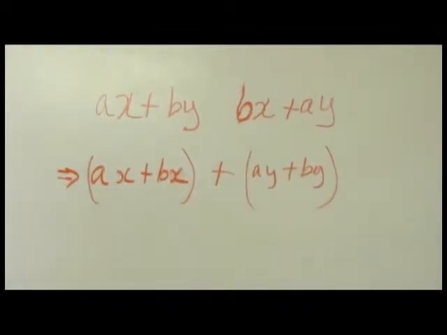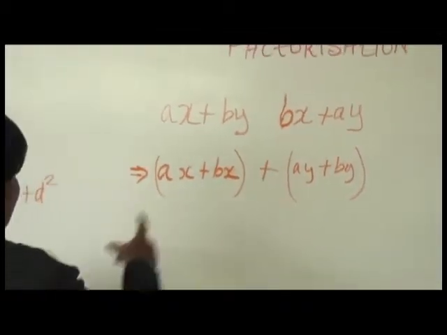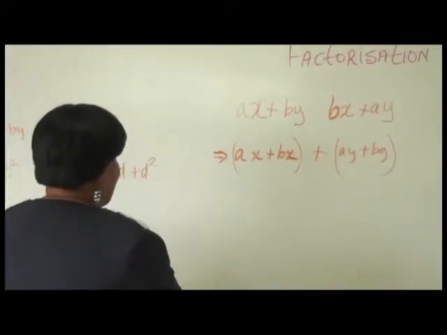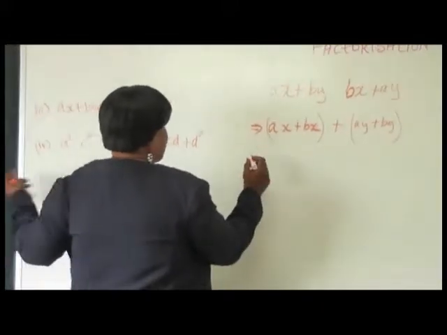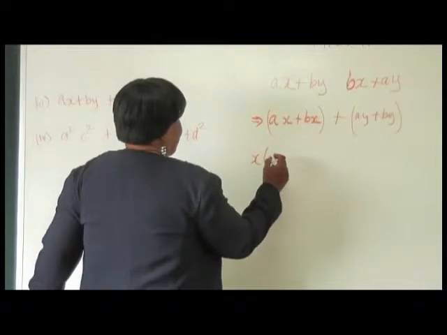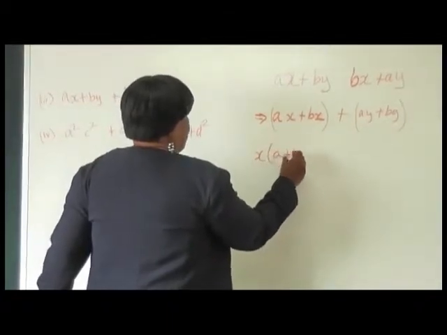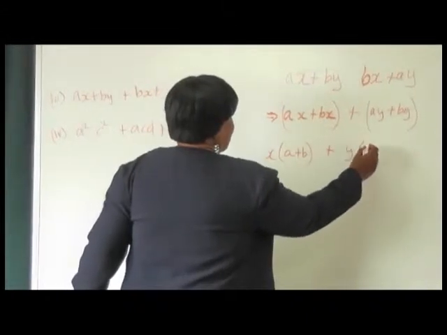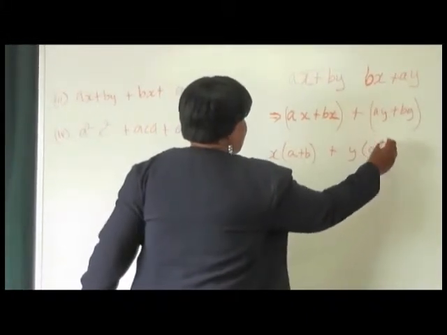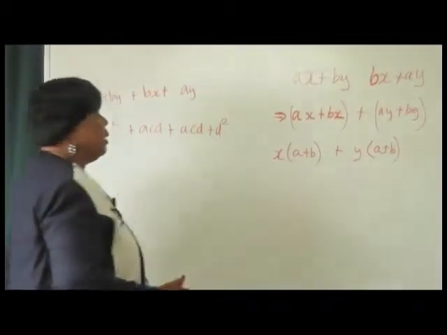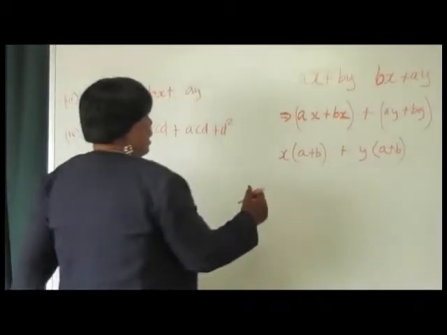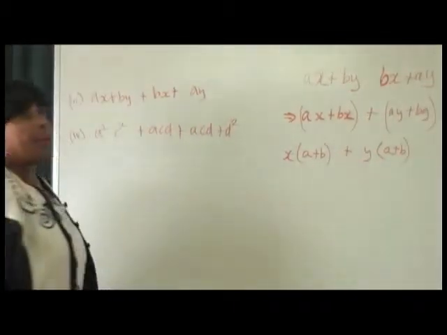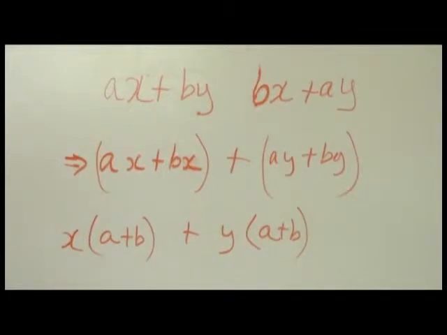And we can look right away and see that the x's are here. So we can take out an x, and in front of the bracket we're going to have x, and inside a plus b. Plus, take out a y, and inside we're going to be left with a plus b. Okay? And then what do we notice? We're saying x times a plus b, y times a plus b. So what are we saying? A plus b is a common term too.